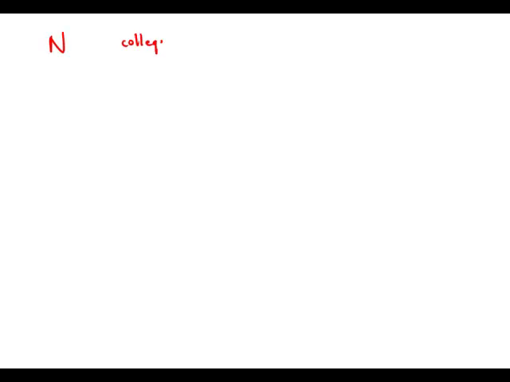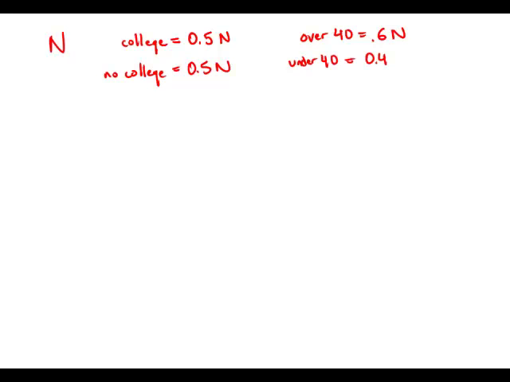The folks who have a college education are 50% of them, so college is 0.5 N. And that would mean that the folks with no college education, they would be the other 50%, 0.5 N. So the over 40 folks, they account for 60%, or 0.6 of N. And so then the 40 or under crowd, they would account for 40%, or 0.4 of N.